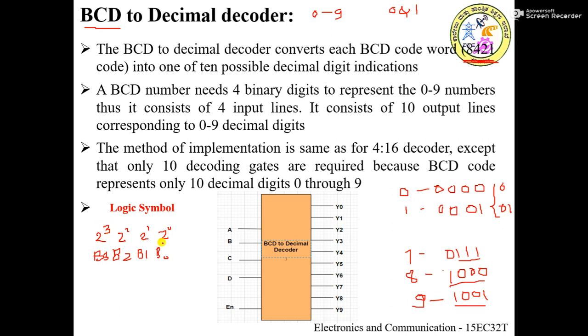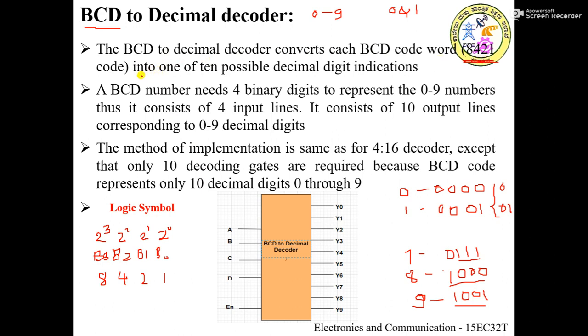If you represent these weights in decimals, 2 to the power of 0 means 1, 2 to the power of 1 means 2, 2 to the power of 2 means 4, and 2 to the power of 3 means 8. Now, if you read it from left to right, it is an 8421 weighted code. That's why a BCD code is also referred to as an 8421 code.